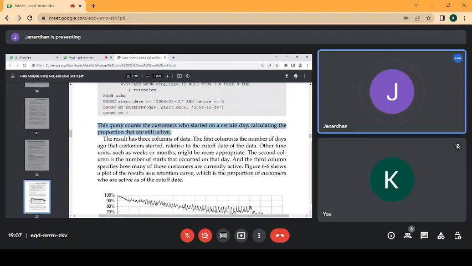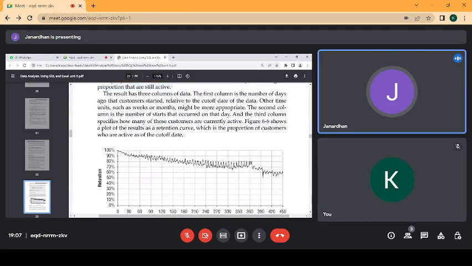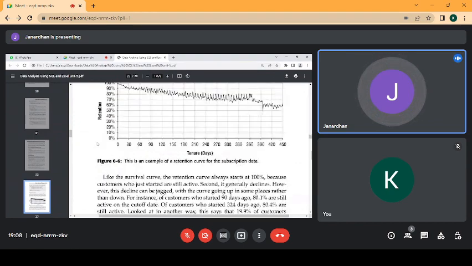still active. The result has three columns of data. The first column is the number of days ago the customer started, relative to the cutoff date of the data. Other time units such as weeks or months might be more appropriate. The second column is the number of starts that occurred on that day, and the third column specifies how many of those customers are currently active. See the diagram.